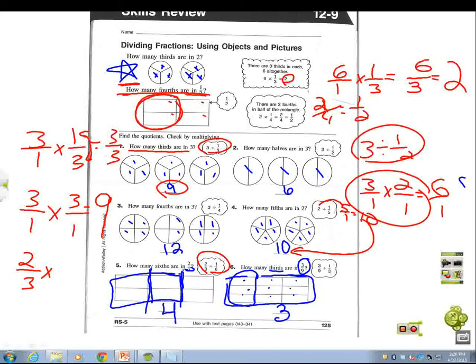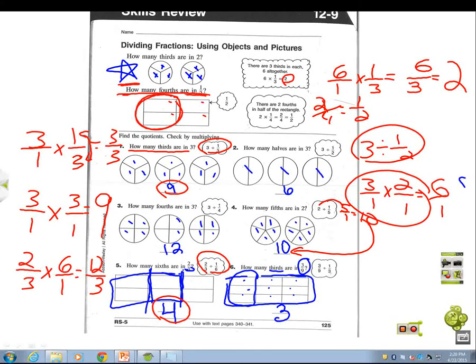It's a 6. Okay, 6 over 1, right? Which is the same as this. So that'll be 12 thirds. But what's that equivalent to? 3 will go into 12 how many times? 4. So that's the same thing. It's so simple.